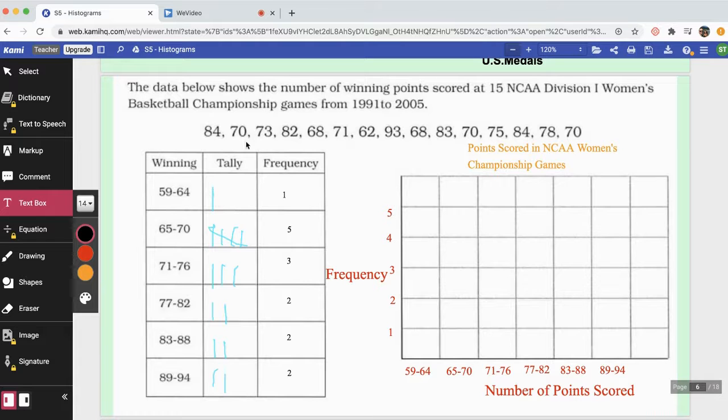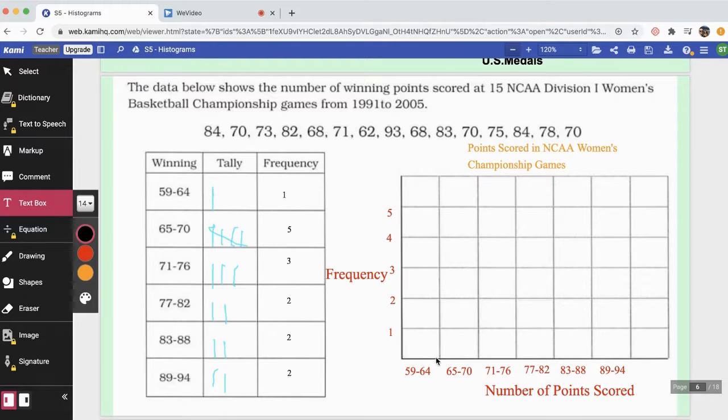And so then we've made a tally table of each of these scores. So 84 goes in this category, there's a tally mark for 84. 70 goes in this category, so there's a tally mark there, and so on. And then this column says frequency, and that's just counting up how many tally marks are there. So this one had 1, 5, 3, 2, 2, and 2. Okay, so then we take that table and we can make our histogram.